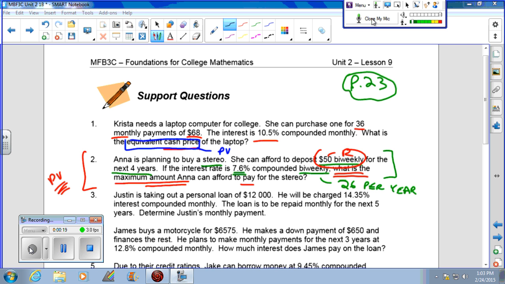This week we're going to wrap up the last of Unit 2. We should get to Lesson 10 by the end of the week. Yesterday we took a look at Lesson 9, which was loans.